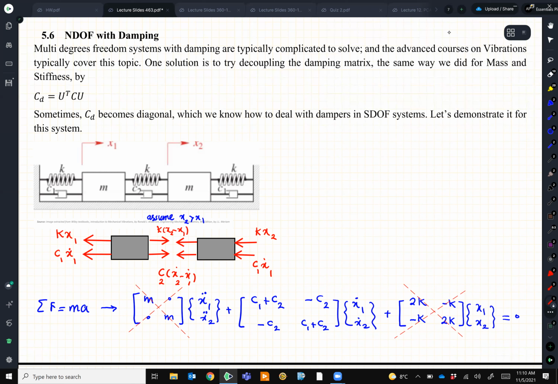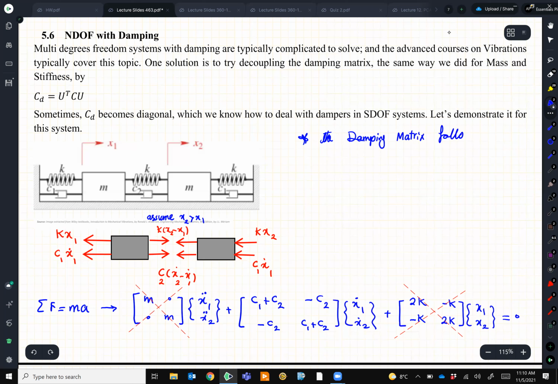So good news, the damping matrix follows the same rule as the stiffness. So I'm going to write it down here for you. The damping matrix follows the same rule as the stiffness matrix.